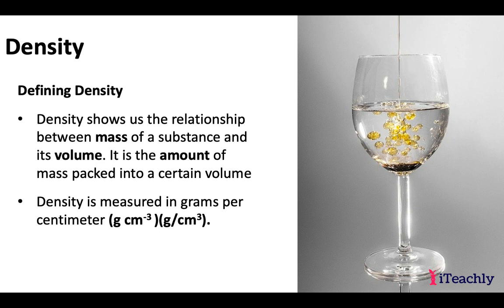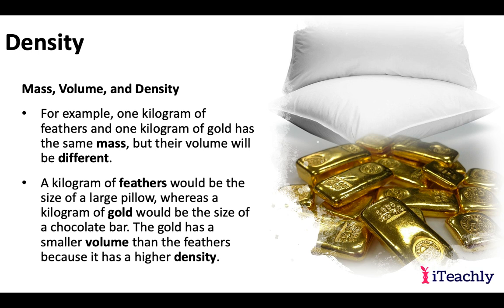We can measure density using grams per centimeter cubed, or grams per centimeter to the negative third. I use grams per, as opposed to the negative 3. It just in my head makes more sense, but you can see them both ways. So let's look at this relationship.